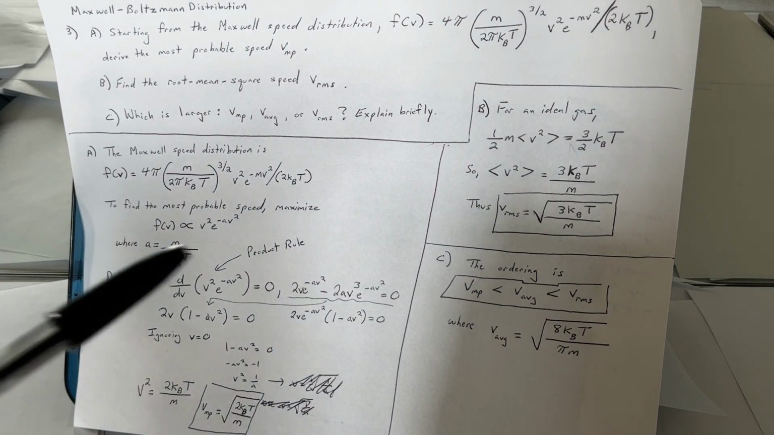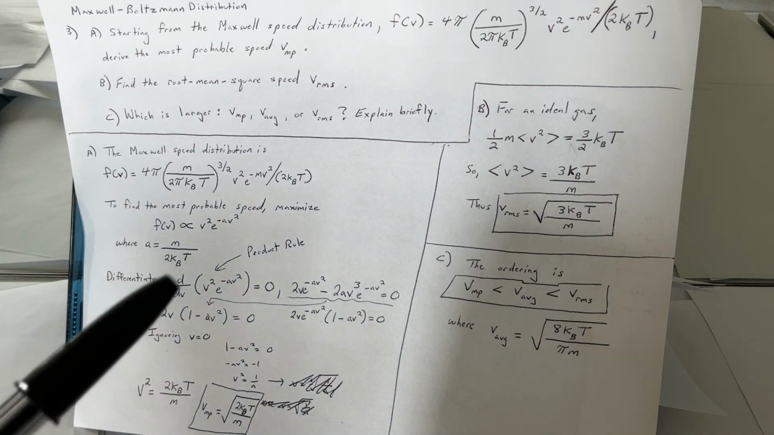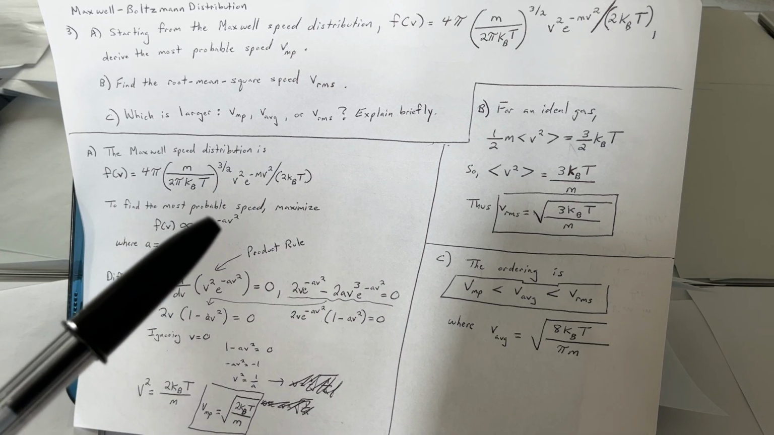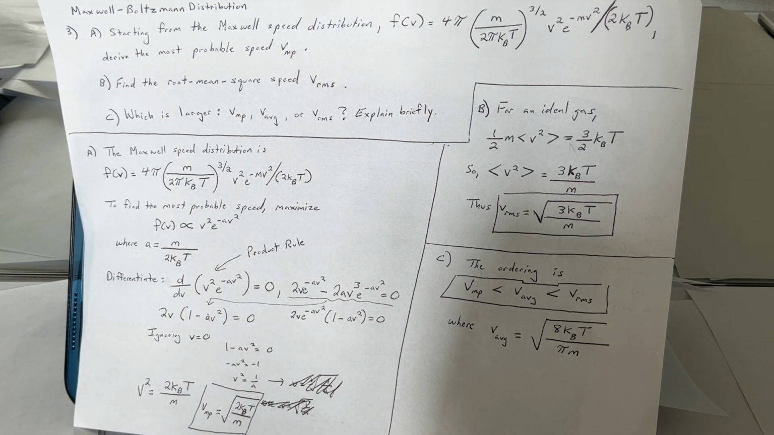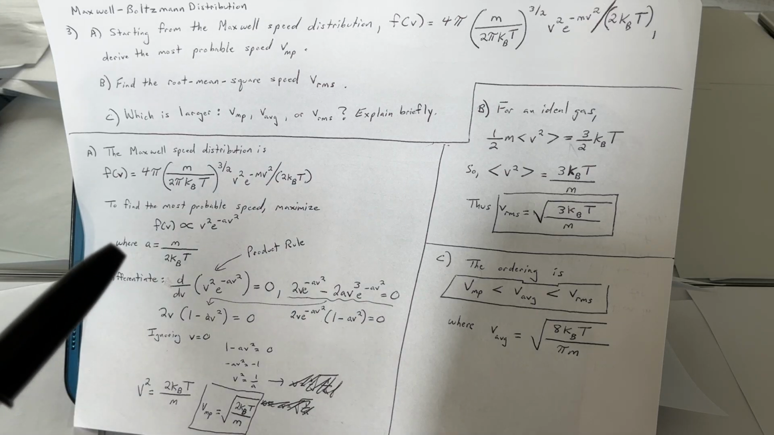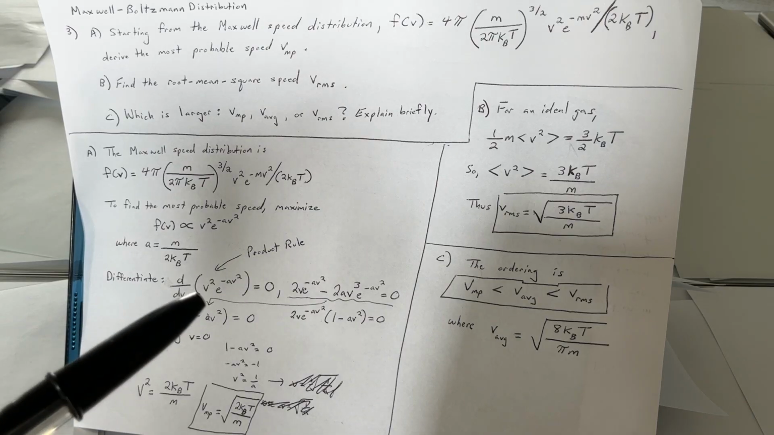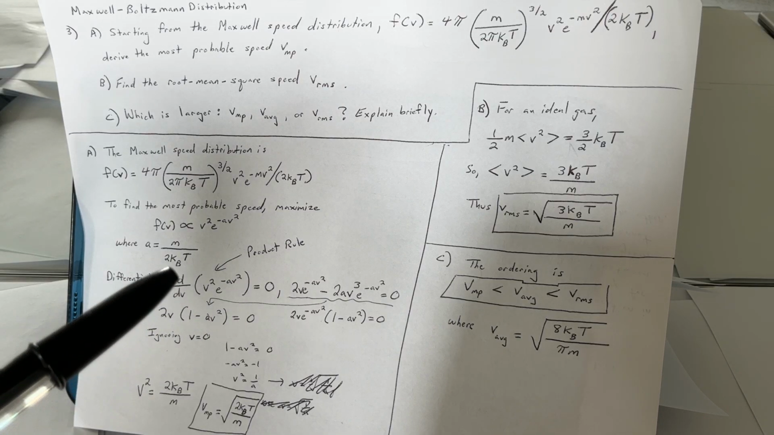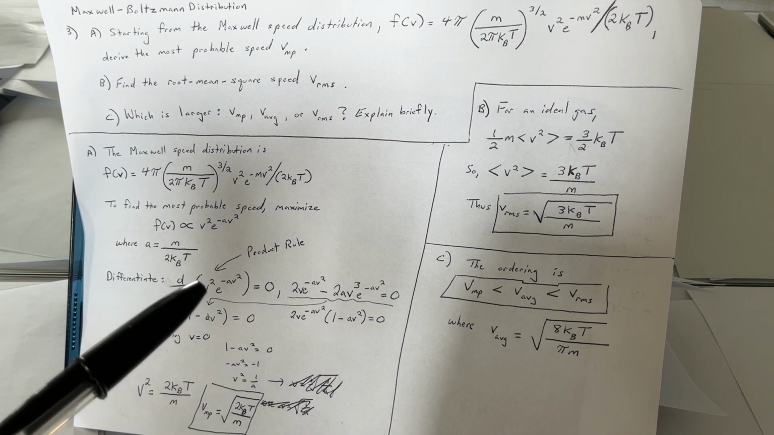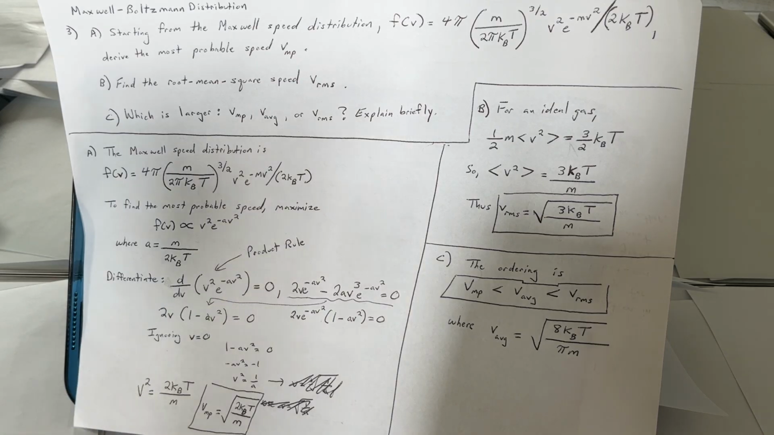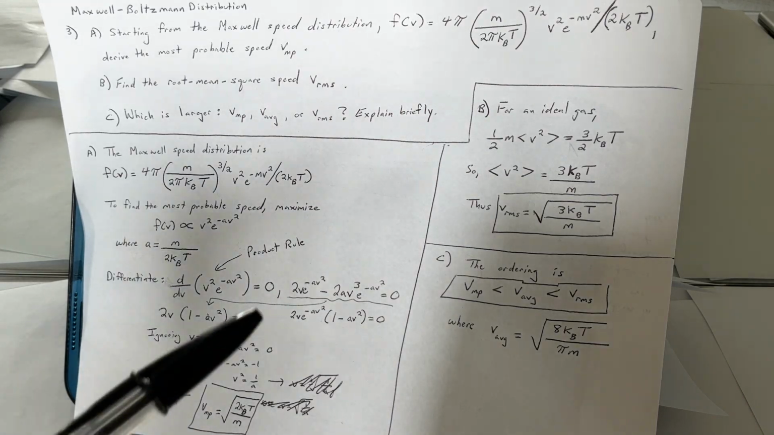To find the most probable speed, we're going to maximize this. f(v) is proportional to v squared e to the negative a v squared, where a equals m over 2 k_B T. So using calculus, we differentiate with respect to v, d/dv, of v squared e to the negative a v squared. Set that equal to 0, because think maximization. We're looking for a horizontal tangent line.